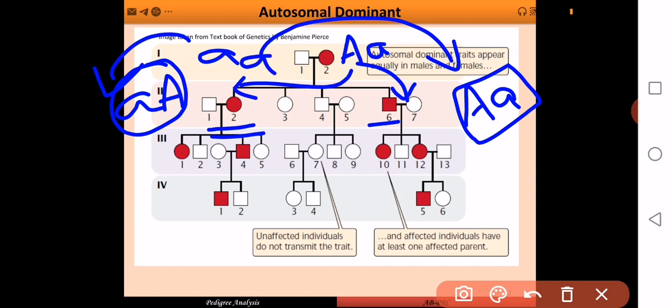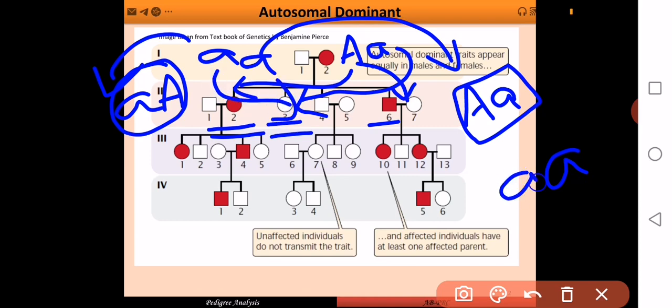Okay, and similarly we can also check this one, individual 3, who is not affected. For this individual 3, it is possible to have the small a from the mother and a small a from the father also, right? That means it is also possible to have unaffected children, an unaffected daughter and an unaffected son. Okay, so these are the possibilities for an autosomal dominant trait.